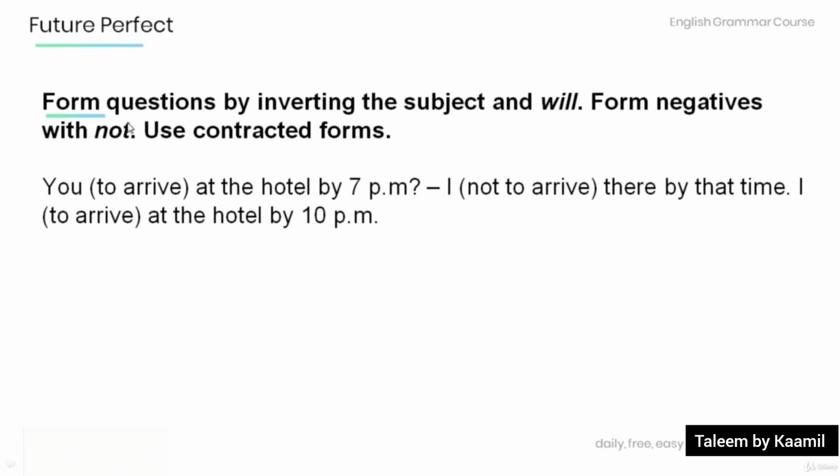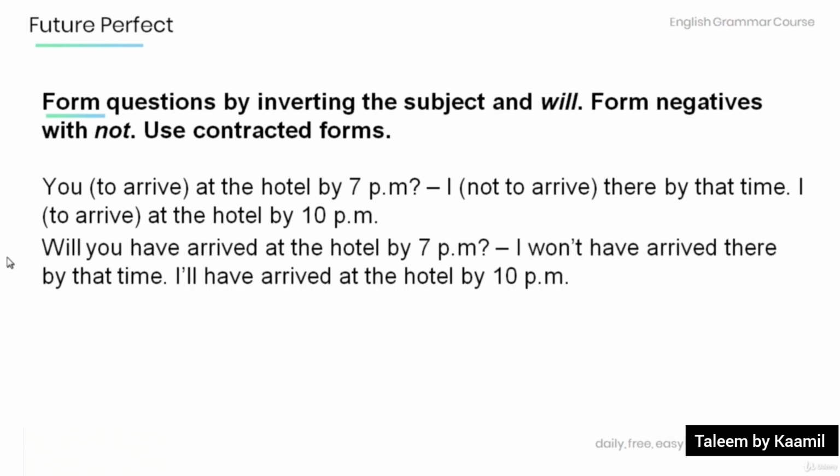Also remember to form questions by inverting the subject and will, and form negatives with not. Now read the sentences below and provide the future perfect form of the words in the bracket, and make sure to use contracted forms. You to arrive at the hotel by 7 p.m. I not to arrive there by that time. I to arrive at the hotel by 10 p.m. Will you have arrived at the hotel by 7 p.m.? I won't have arrived there by that time. I'll have arrived at the hotel by 10 p.m.